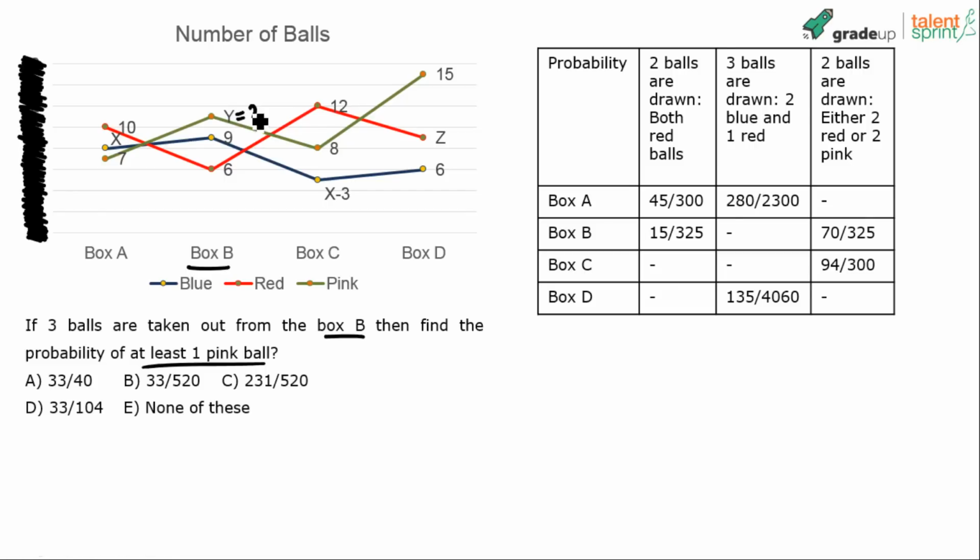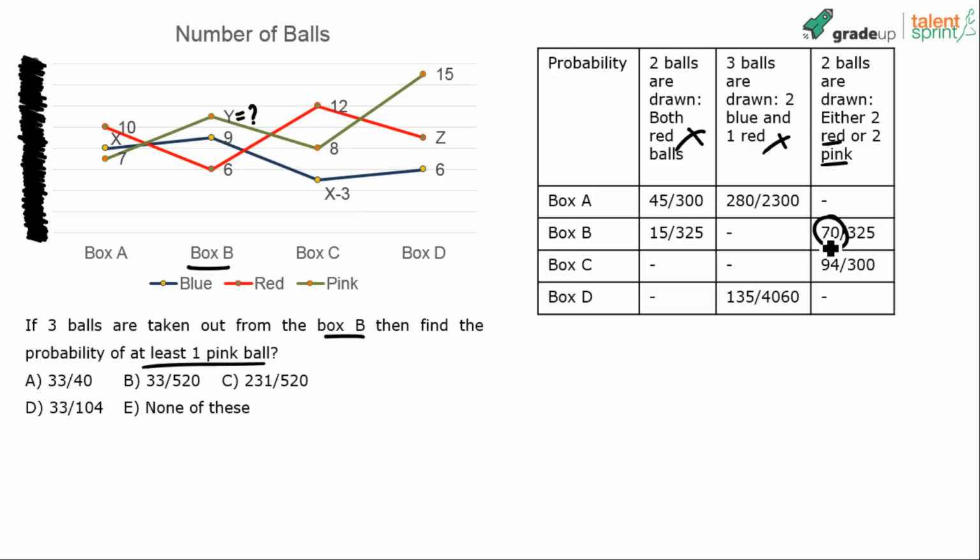Now see, since Y is related to pink, we cannot use probability 1 and probability 2. Because in probability 1 we are talking about red balls, in probability 2 we are talking about blue and red. Only probability 3 is the case where we get pink into the picture. So let's work on probability 3. And you know, for box B, the probability that either both the balls are red or both the balls are pink is 70 by 325. And going by the note given in the directions, these are actual values. These are not simplified values, right?